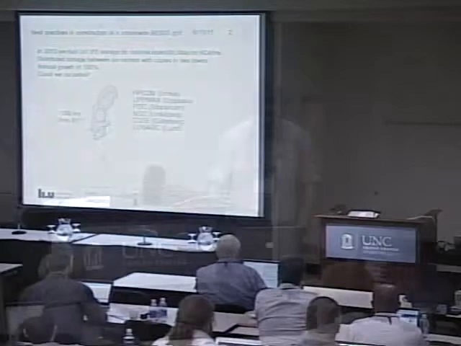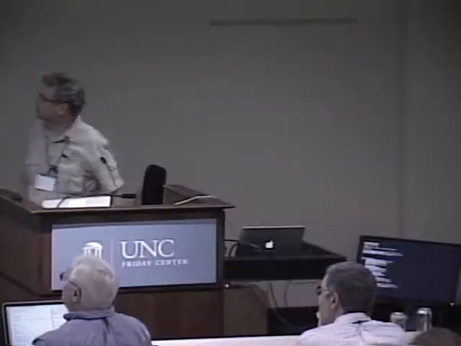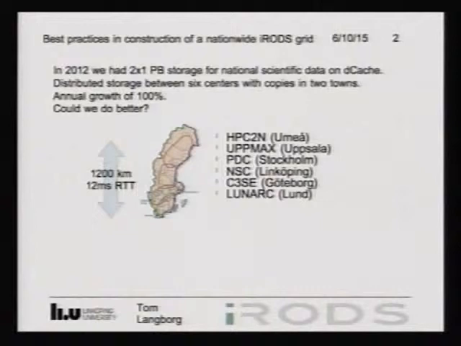Anyway, I will talk about a nationwide installation we have for scientific data. We had one before in dCache. In 2012, we had roughly 2 petabytes, and 1 petabyte of storage, because it was too distributed across 6 different high performance computer centers. We have an annual growth of 100%. That's good, but we could do better.